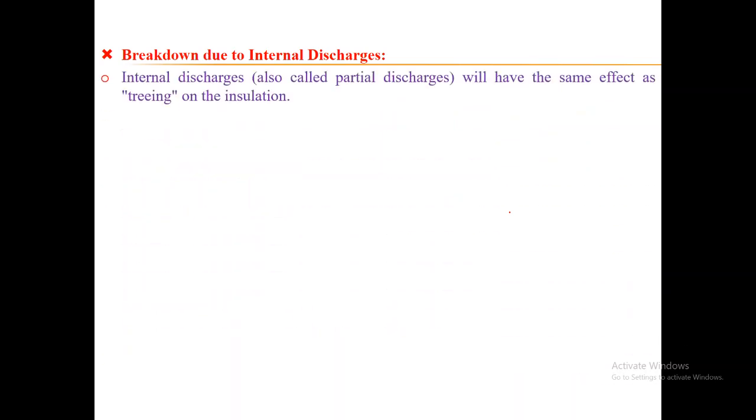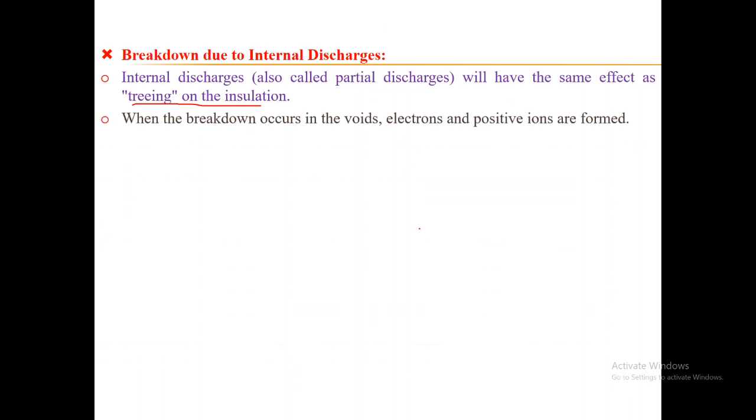So internal discharges have the same effect as one can see in the treeing phenomena, the breakdown due to treeing in insulation. So when the breakdown takes place in the void, the electrons and positive ions are generally formed. Let me zoom that figure to understand the concept of this treeing phenomena.